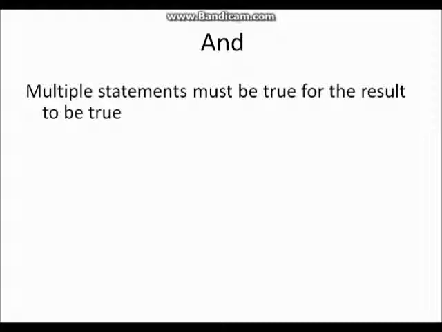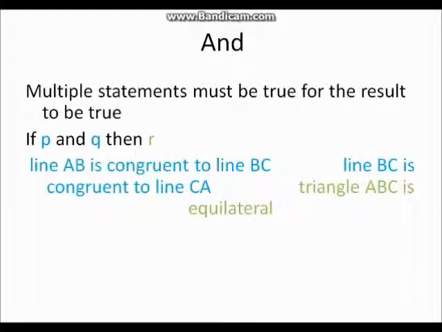And statements. This is where both, or even if there's more than 2, if there's 3 or 4, multiple statements must be true for the result to be true. This takes the form if P and Q, then R. An example, our statements could be line AB is congruent to line BC. Line BC is congruent to line CA. Our result, triangle ABC is equilateral.